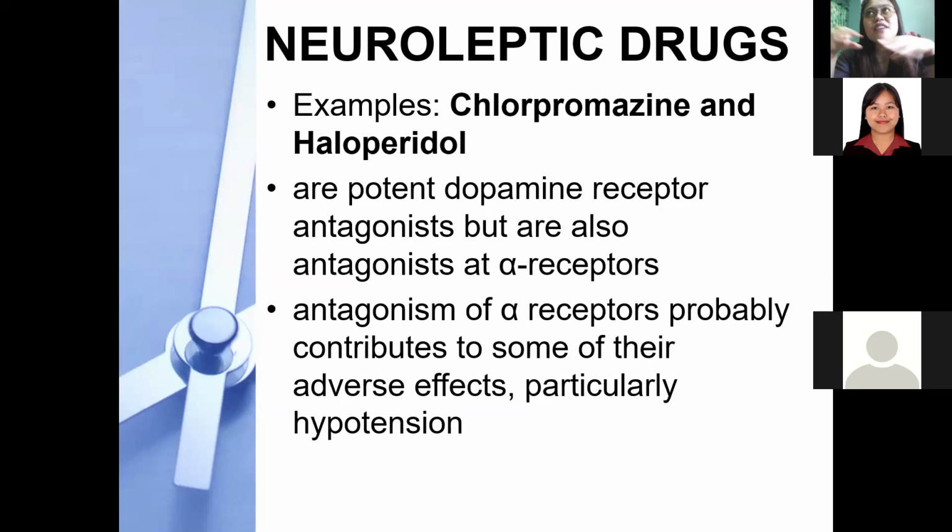So these drugs are antipsychotic drugs, so para siya sa psychosis. But aside sa ilahang effect on the receptors involved in psychosis like the dopamine receptor, naa pod silay action on the alpha receptor. So they are antagonists, and their action on the alpha receptor will explain their adverse effects. Okay? So we have examples like chlorpromazine and haloperidol.